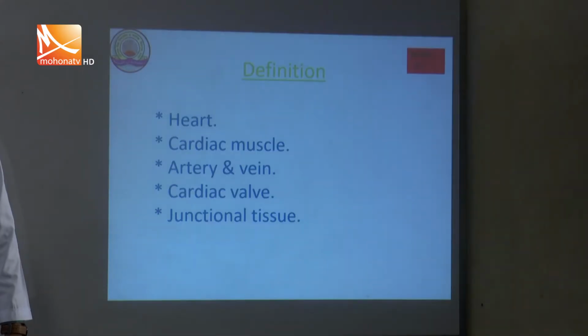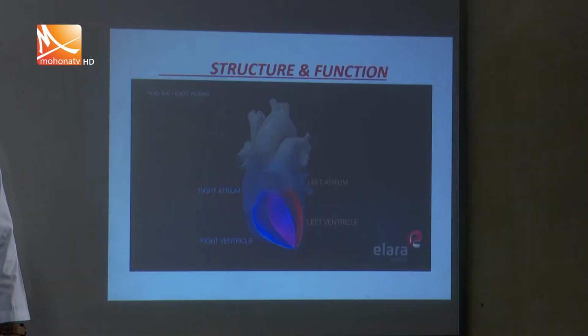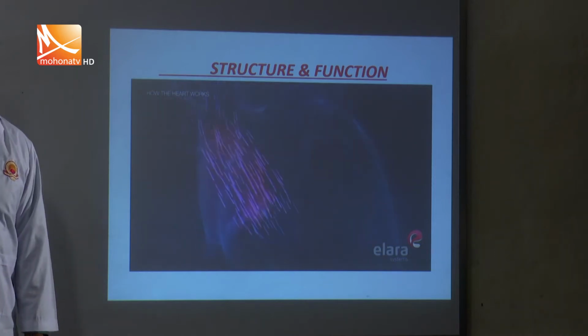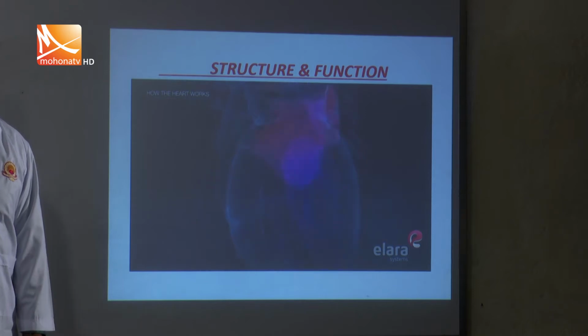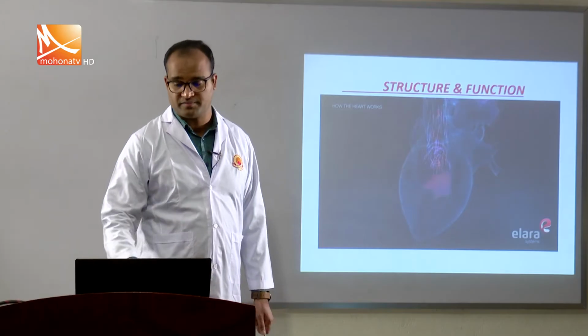Firstly, we show a video that consists of the human heart's structure. So, the human heart consists of the left and right atrium and left and right ventricle, and pumps the blood from birth to death.